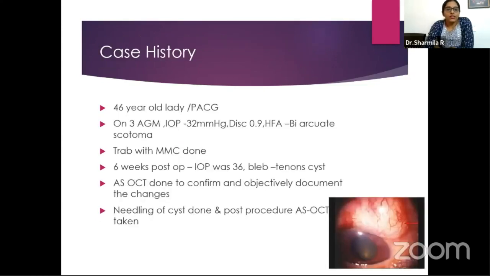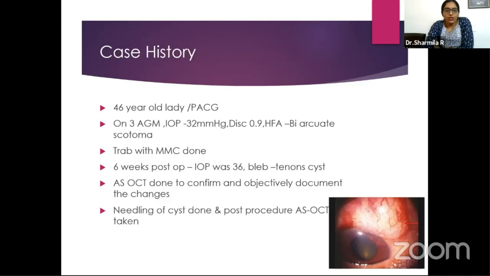So here's one patient who I would like to share. This is a 46-year-old lady with a diagnosis of primary angle closure glaucoma. She was on 3 anti-glaucoma medications. Her intraocular pressure was 32 with a very advanced disc, and she had a very advanced field loss as well. She underwent a trabeculectomy with mitomycin C in her right eye. 6 weeks post-op, intraocular pressure was 36, and she had a Tenon's cyst, as seen here.